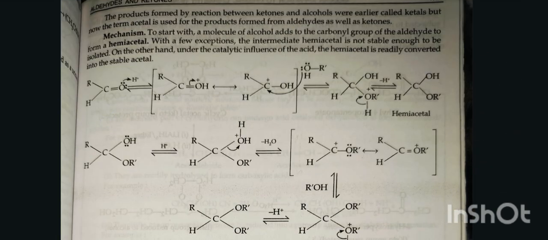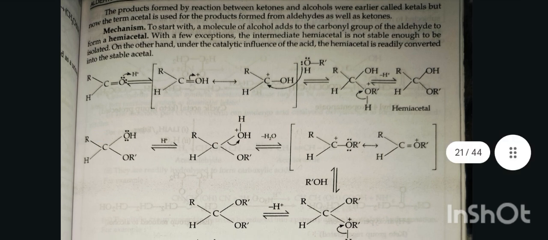The product formed by the reaction between ketones and alcohols was earlier called ketal, but now the term acetal is used for the product formed from aldehydes as well as ketones. Mechanism: to start with, a molecule of alcohol adds to the carbonyl group of the aldehyde to form a hemiacetal. With a few exceptions, the intermediate hemiacetal is not stable enough to isolate. On the other hand, under the catalytic influence of acid, the hemiacetal is readily converted into a stable acetal.